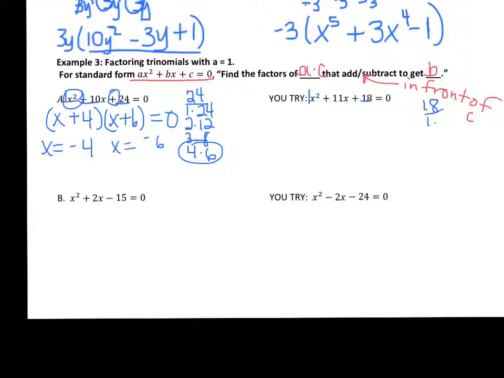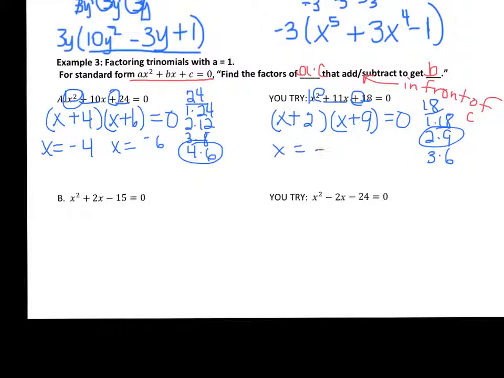If we tried the next one, we'd find the factors of 1 times 18. So the factors of 18, and you can look at your sheet or you can jot them down real quick. This time we want them to add up to positive 11. And it looks like 2 and 9 will do that. So we have two factors, x and x will give us our x squared, and since it's positive 2 and positive 9, that will give us positive 11. We put those inside the parentheses, and the zeros will be negative 2 and negative 9.